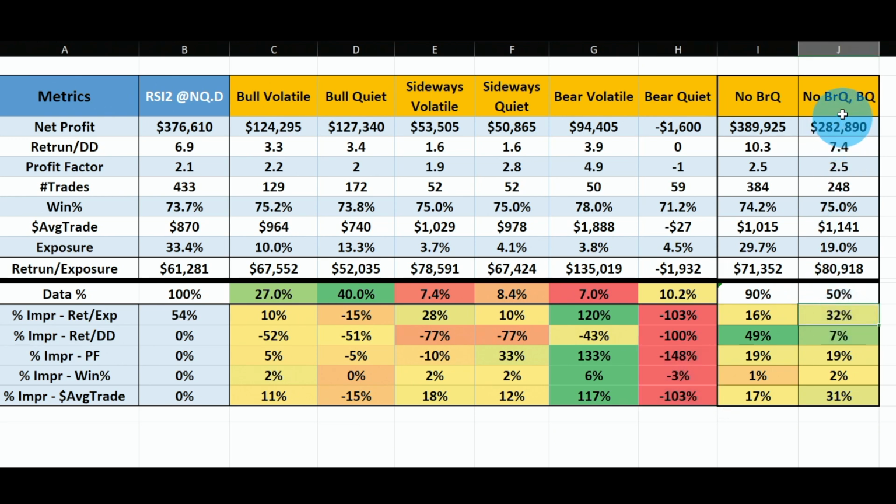I did another one here where I excluded the bear quiet market regime and the bull quiet market regime. And again, these are the metrics. And as you can see, this time we are using only 50% of the data. We are only 20% in the market, and our figures are amazing. All the figures are better than the original strategy.